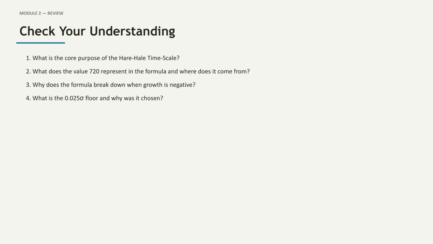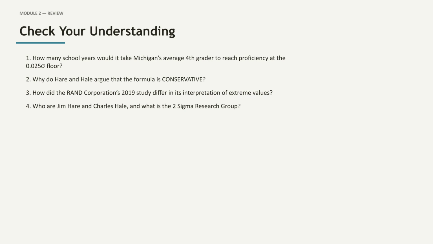This concludes Module 2. Here are some questions to check your understanding of the Hare Hale timescale, the constants, and the problem of negative growth. Continue to reflect on these questions, including the calculation for the Michigan fourth grader and the differing interpretations of extreme values by RAND versus Hare and Hale.